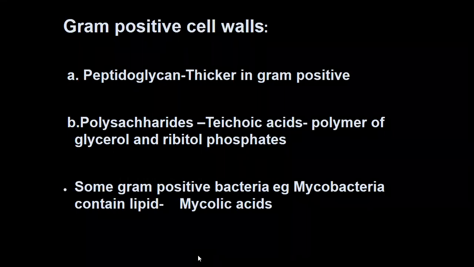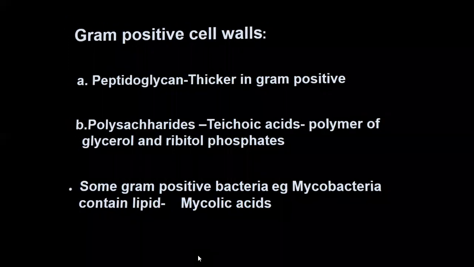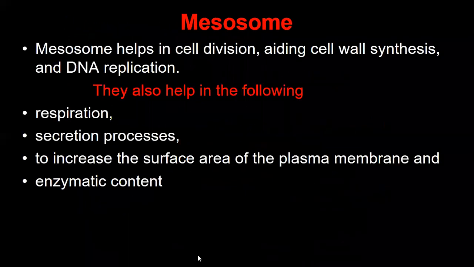So let's look at another structure, which is the mesosome. Mesosomes is another structure found in the bacterial cell. It helps in cell division. The way the bacteria divide is by binary fission. So they help in bacterial cell division. They also aid cell wall synthesis.